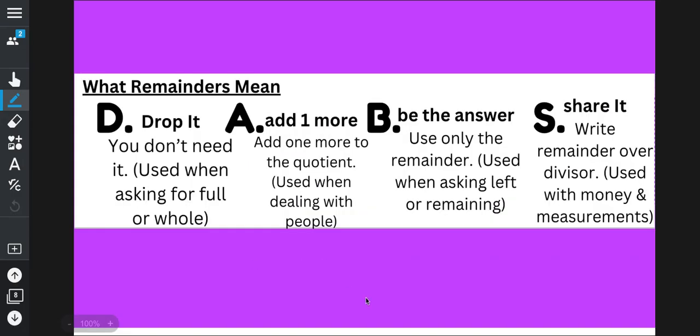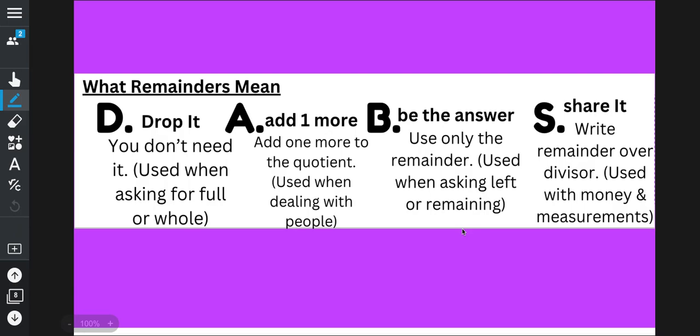In this unit, you're going to have to remember DABS. D: what does that remainder mean? Drop it. You don't need it. This is used when you're asking for full or whole amounts. A: add one more. Add one more to the quotient is used when dealing with people or if we need to buy enough of something.